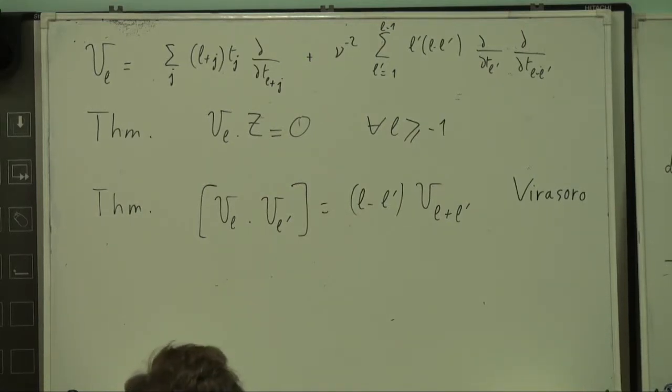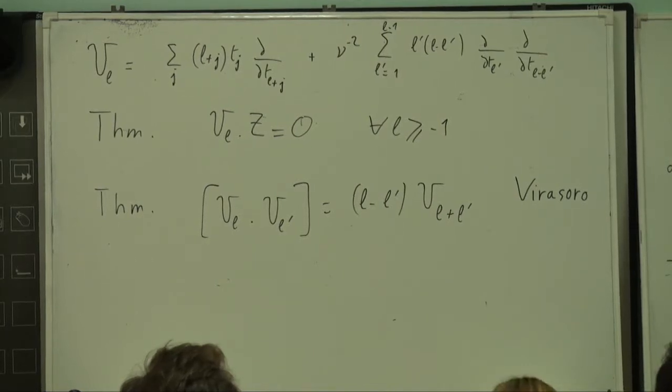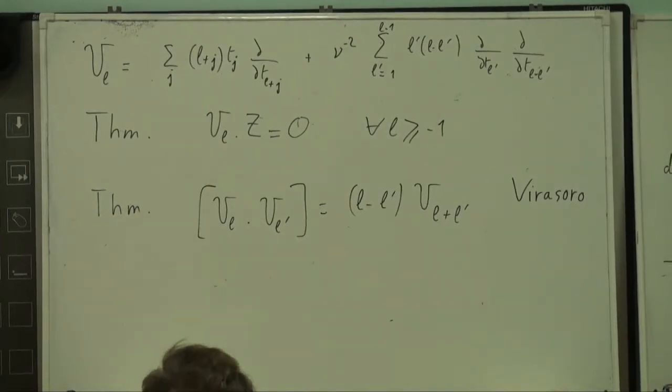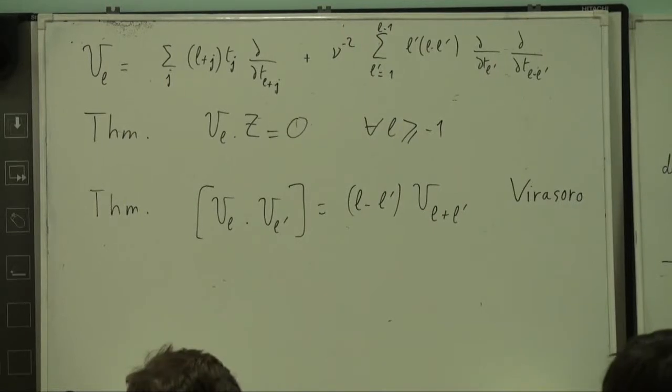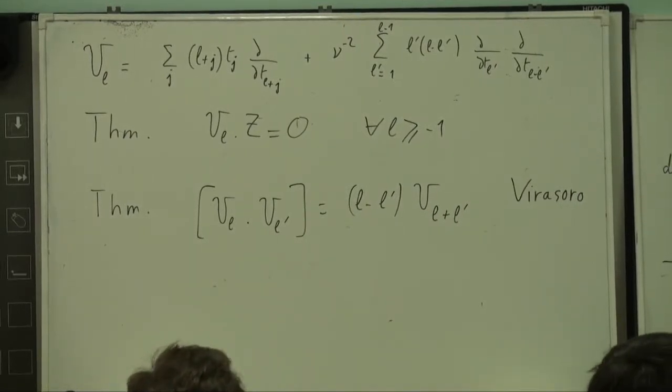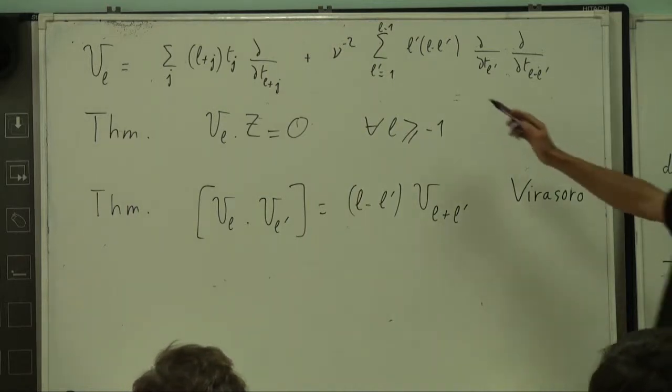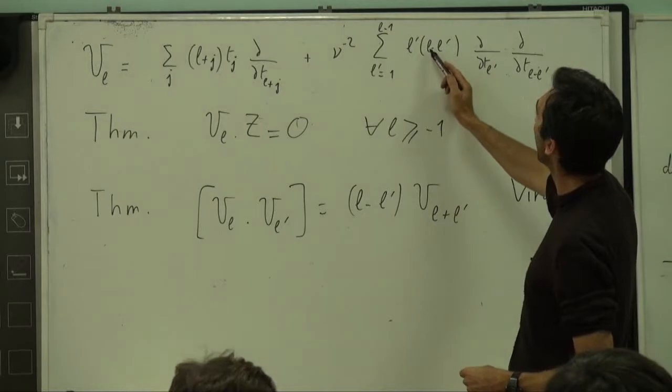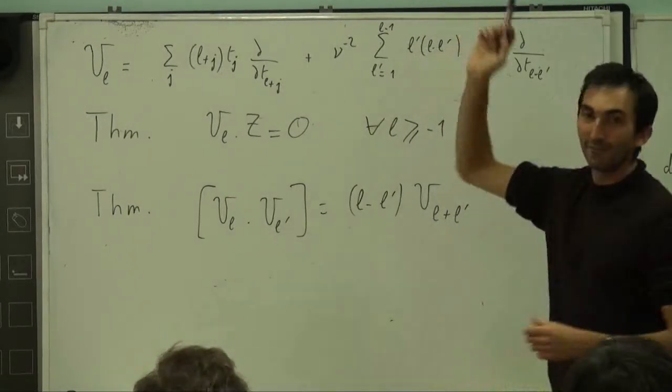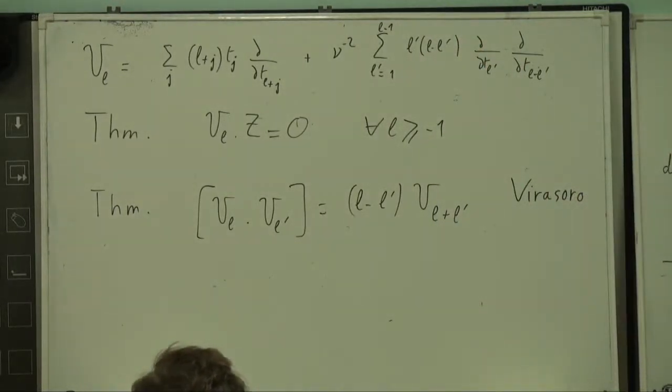Yes, because probably this one was valid only for L. Shift L prime there. Sorry? In the VL operator, in the second sum, we sum L prime from 1 to L minus 1. Oh yes, but it's just because when L prime equals L or L prime equals 0, you get 0. Okay, even here I could have changed the bounds.